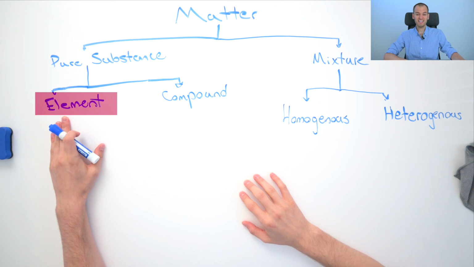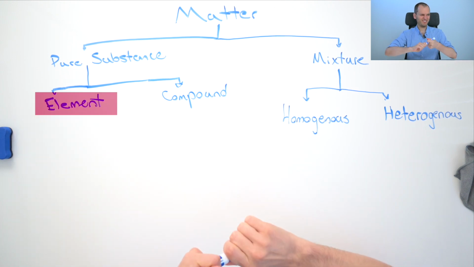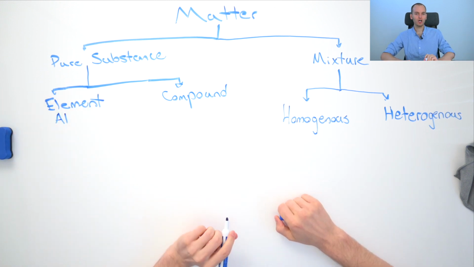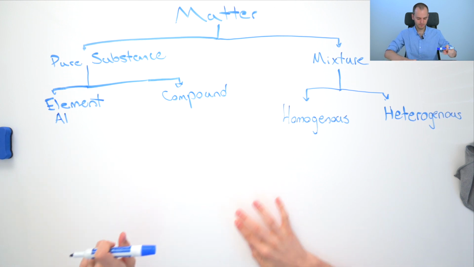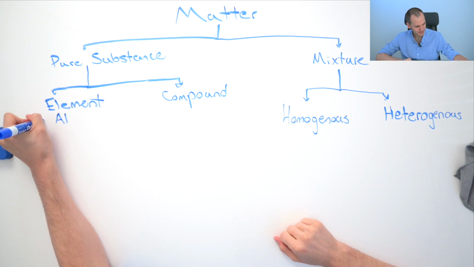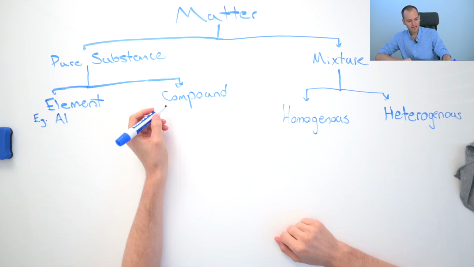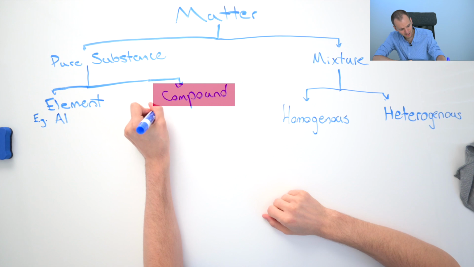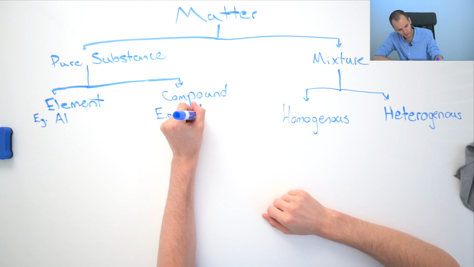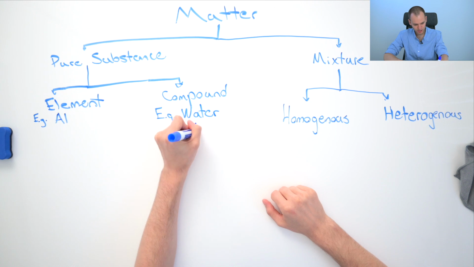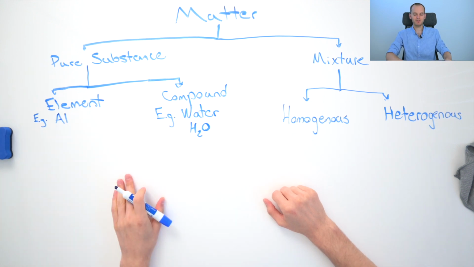It can be made out of an element. So an example of this is, for instance, aluminum, or if you're British or some Canadians, aluminium. Or you could have a pure substance only made out of a compound. An example of this is a nice, easy, basic one, which is water, H2O. And I'll talk about that in a moment.